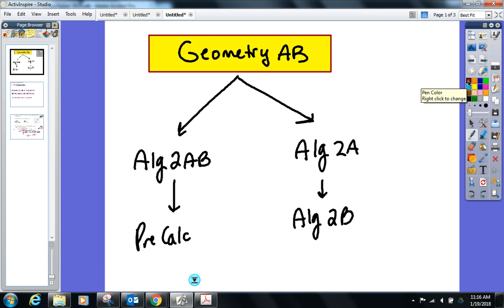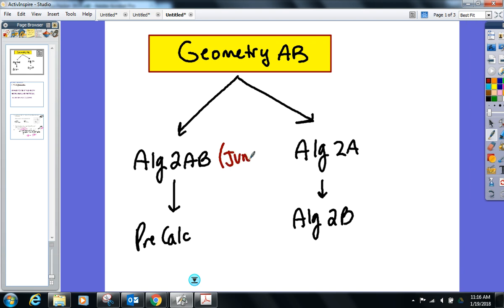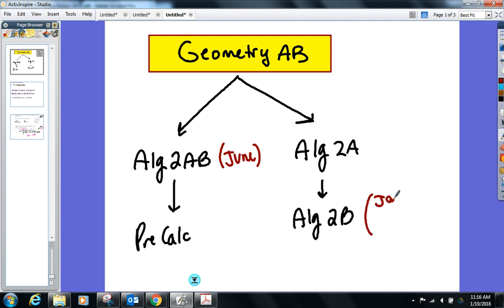Everyone took an Algebra Regents. You're going to take a Geometry Regents in June. You take an Algebra 2 Regents in June if you take Algebra 2 AB. You won't take that Regents until January of your senior year if you decide to go Algebra 2A.